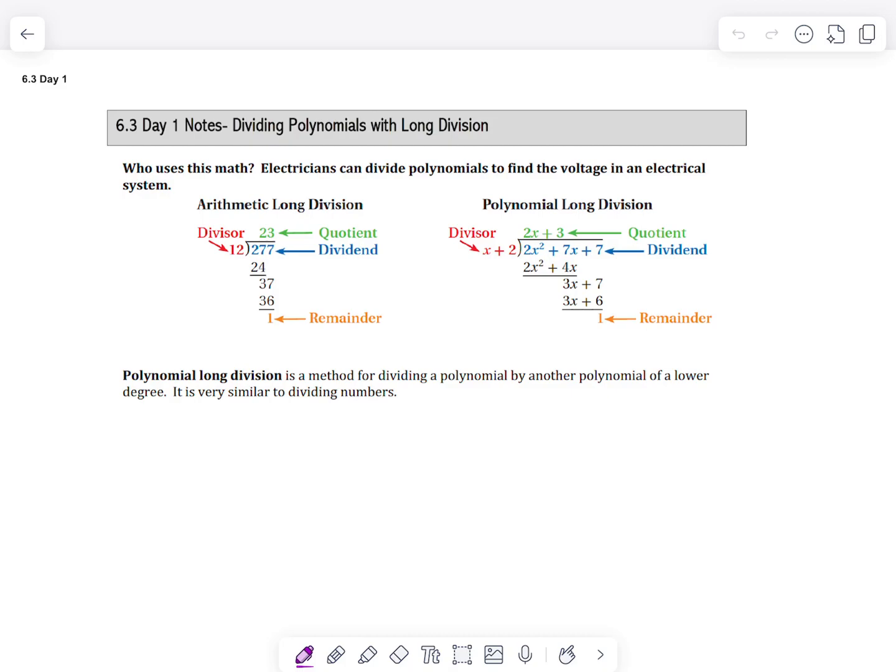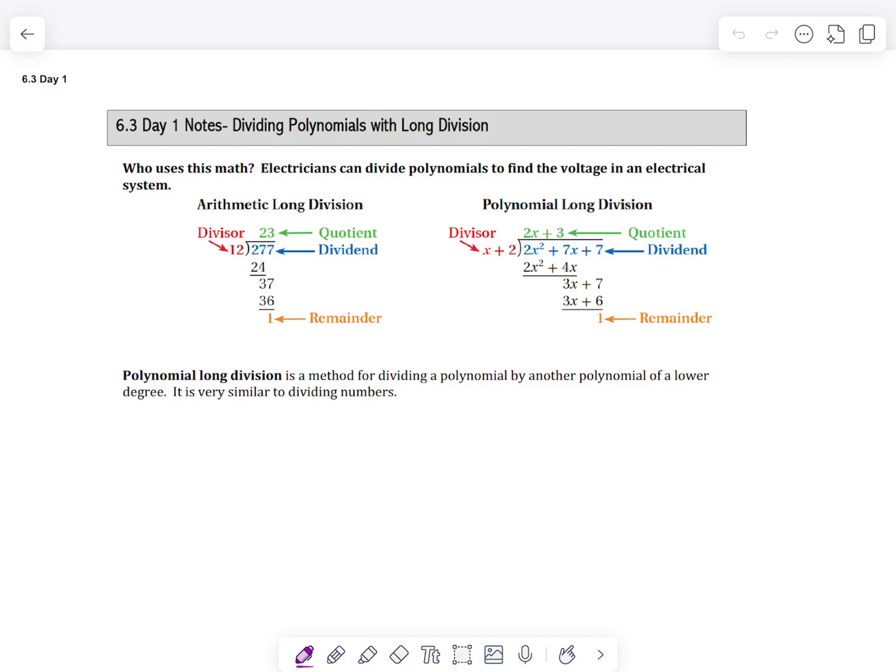All right, this topic is dividing polynomials using long division. So when you were in elementary school, you did arithmetic long division. And what we're going to teach you today is how to do polynomial long division. So there are some pieces that you need to know.